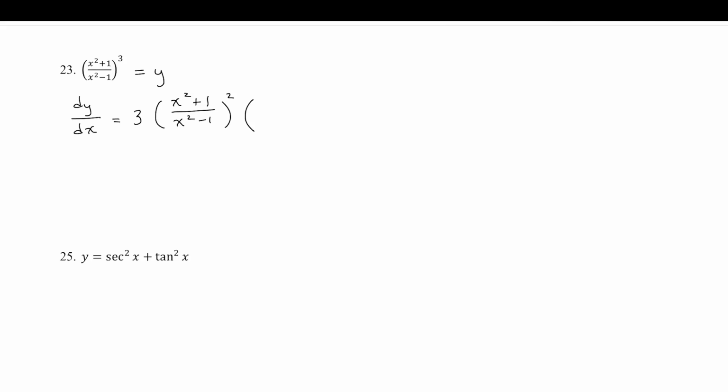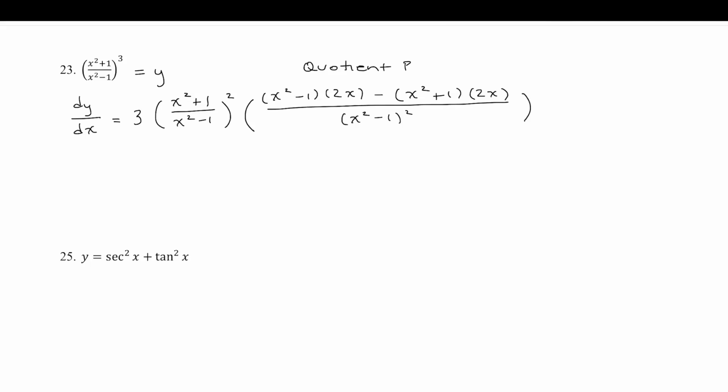Well, the base function is a quotient, so I have to use the quotient rule. That is the denominator times the derivative of the numerator minus the numerator times the derivative of the denominator, all over the denominator squared. Okay, so again, this part is the quotient rule that I use to take the derivative of that base function.